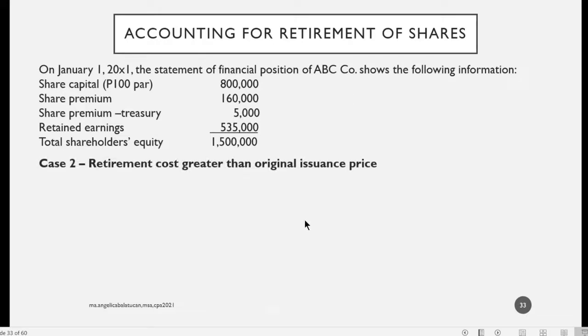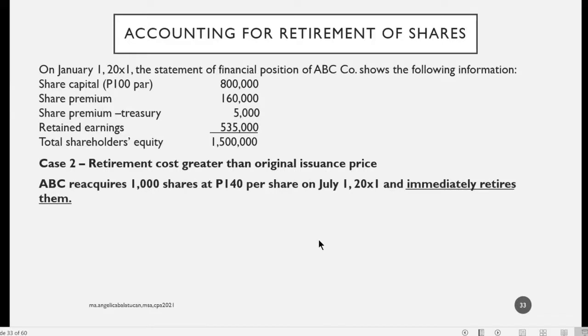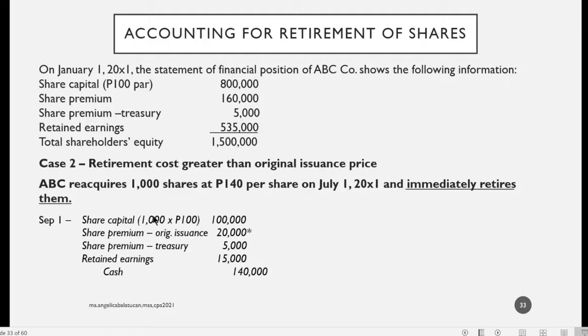Next is what if the retirement cost is greater than original issuance price? Mas dako ang nagasto para i-retire ang shares. So, on July 1, there are 1,000 shares that were issued at 140 per share. And then on July 1 is immediately retired. Gi-retire dayon.